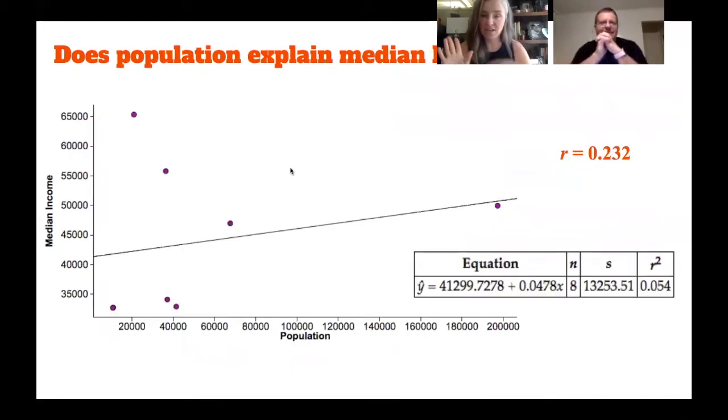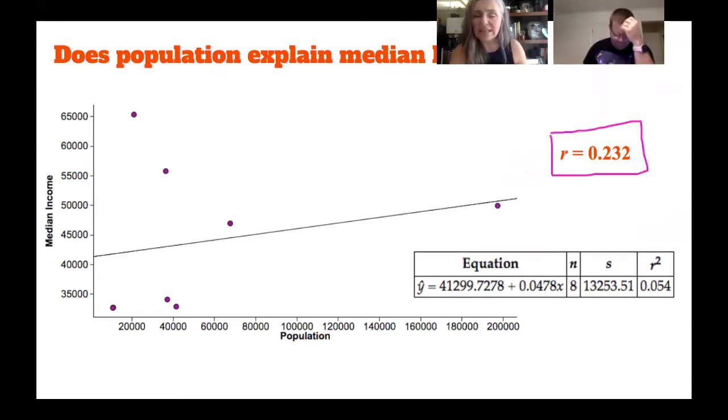The next question is, okay, because we kind of think the bigger city we live in, the more job opportunities there are, the income will probably go up, right? So let's look at population and median income. So let's do this first. Look at that R value.